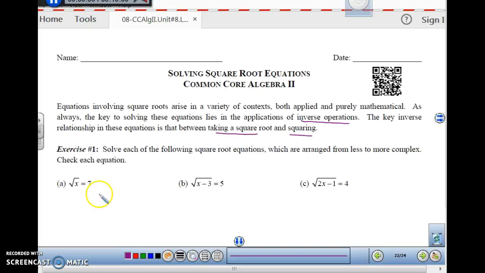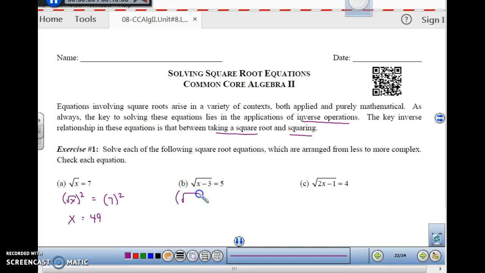The square root of x is equal to 7. In order to solve this, to get the square root off the x, I would have to square both sides. So I'm going to square this, and I'm going to square this. Because the square root of x squared, power over root, is just going to be x. And 7 squared is 49. Square root of 49 is 7. That works.